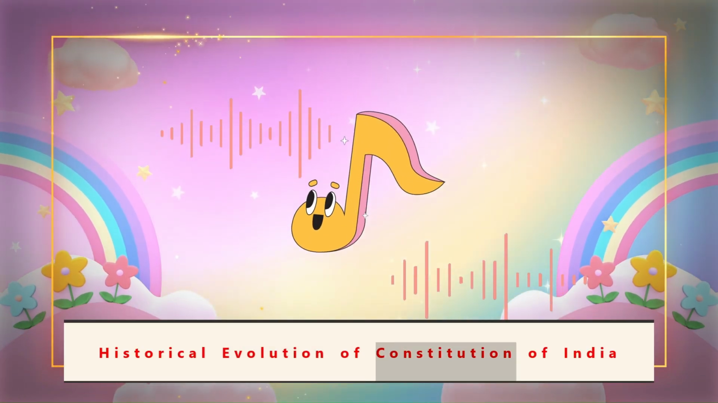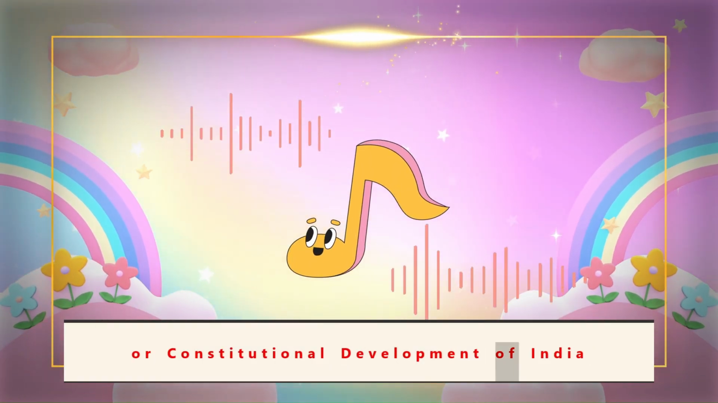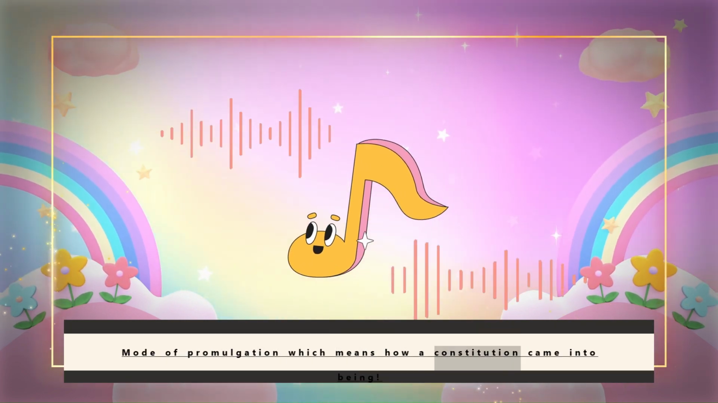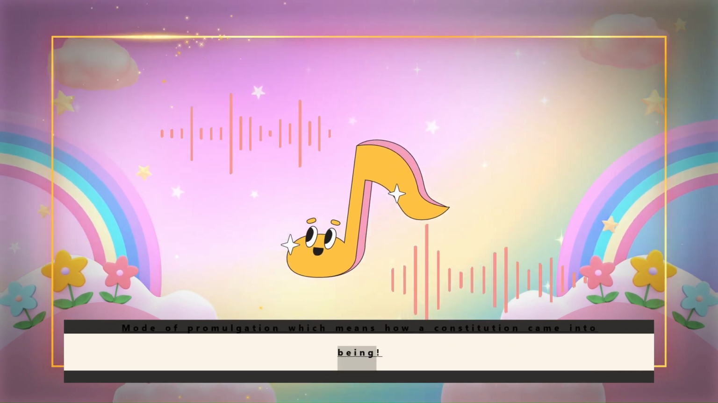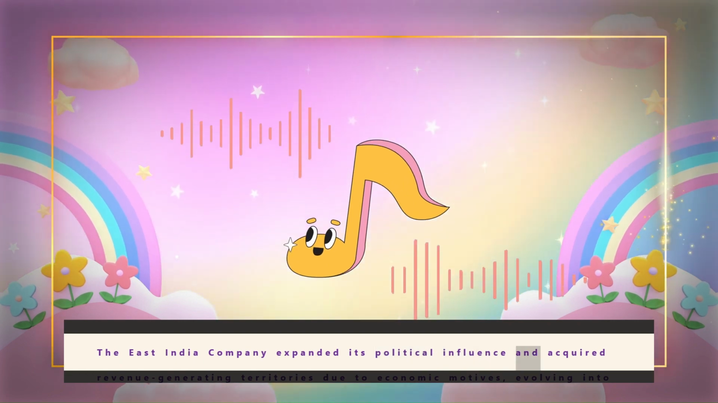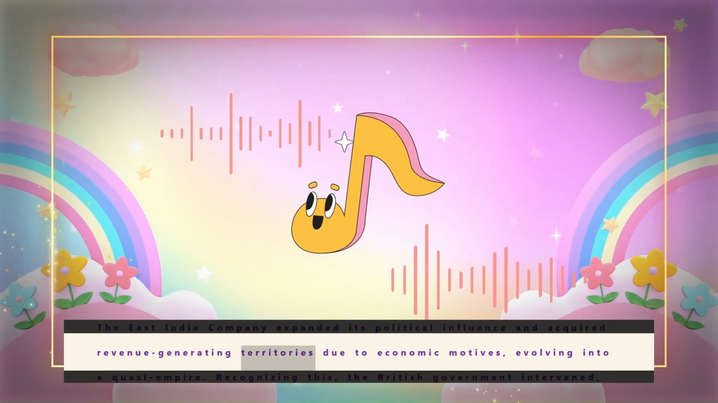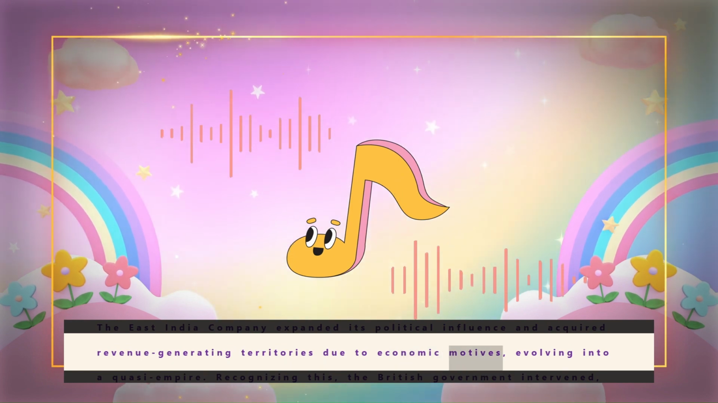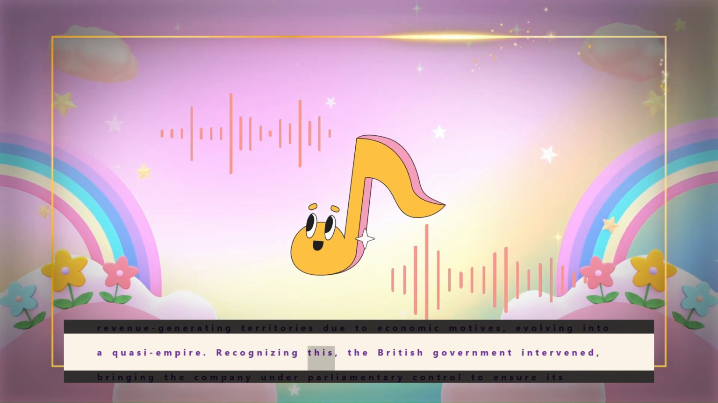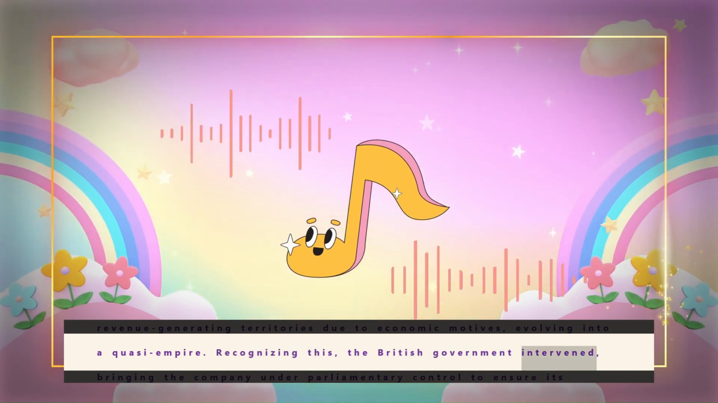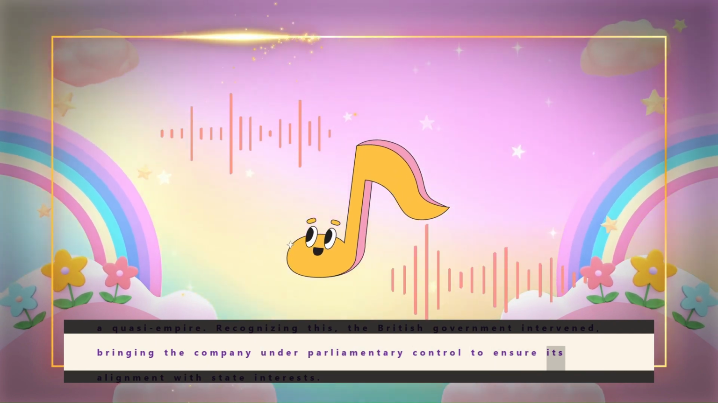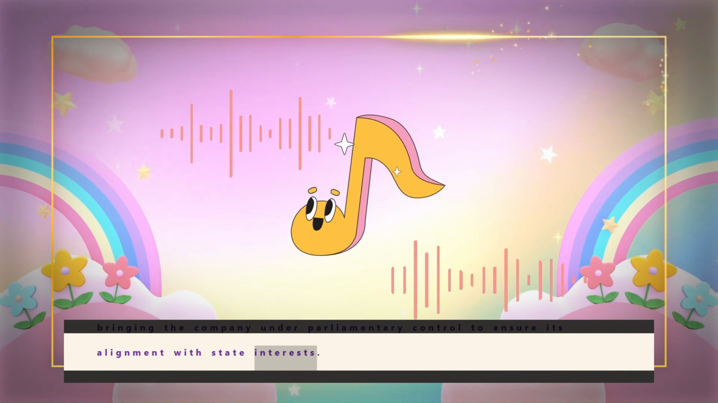Evolution of the Constitution of India, or Constitutional Development of India. Mode of promulgation, which means how a constitution came into being. The East India Company expanded its political influence and acquired revenue-generating territories due to economic motives, evolving into a quasi-empire. Recognizing this, the British government intervened, bringing the company under parliamentary control to ensure its alignment with state interests.